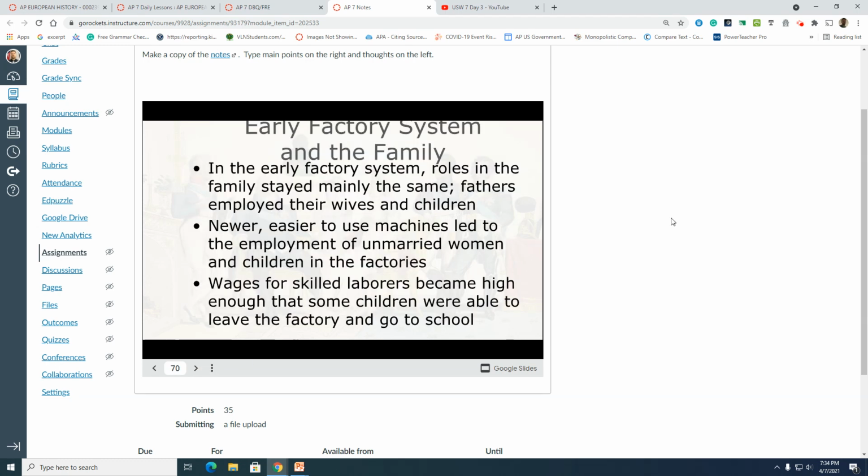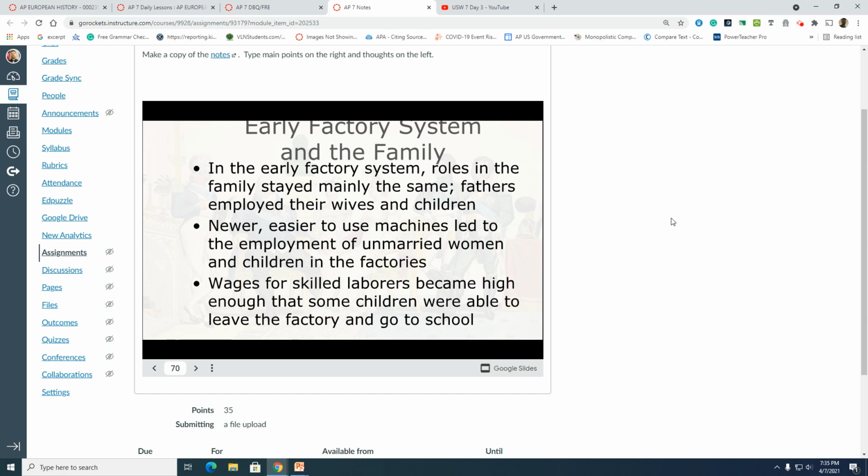In the early factory system, the roles of the family stayed the same. The father was employed and also utilized labor of wives and children. But this new industrial factory-based system, instead of the old factory system that was home-based, would use machines. Now, in some cases, this meant that unmarried women and children would be utilized in factories. The owners believed they could pay them less since they needed less to eat. They could utilize these individuals perhaps to work in tighter workspaces that men couldn't.